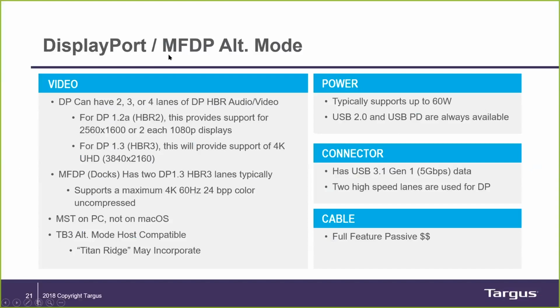So basically, DisplayPort and multifunction DisplayPort. This is probably the most confusing alternate mode. I'm going to try to provide how, or even why, this is confusing. The biggest reason is that a DisplayPort alternate mode port, as it should properly be called, which people call USB-C, Type-C, and all kinds of things, can have 2, 3, or 4 lanes of DisplayPort high bit rate data at different high bit rates. I'll explain in a moment.